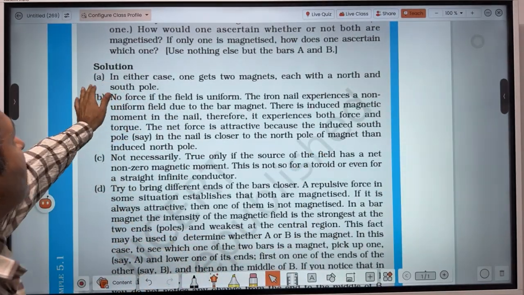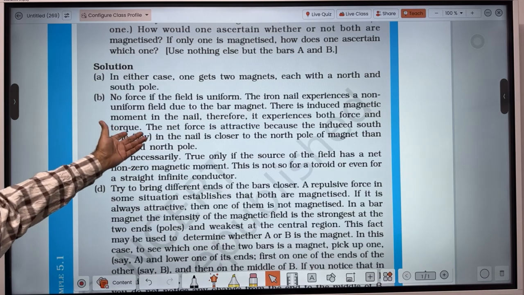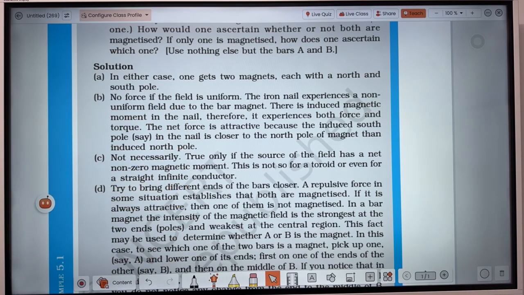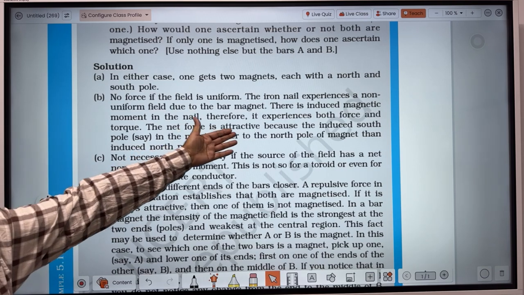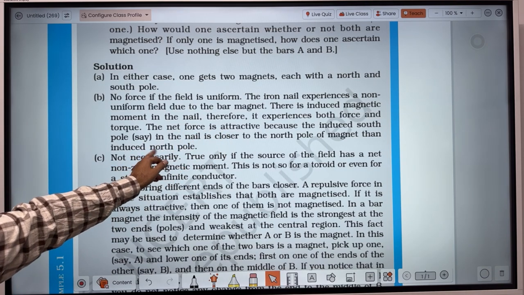So the answer to the first case: in either case, one gets two magnets, each with a north and south pole, that I told you. No force if the field is uniform. The iron nail experiences a non-uniform field due to the bar magnet. There is an induced magnetic moment in the nail, therefore it experiences both force and torque. The net force is attractive because the induced south pole in the nail is closer to the north pole of the magnet than the induced north pole.